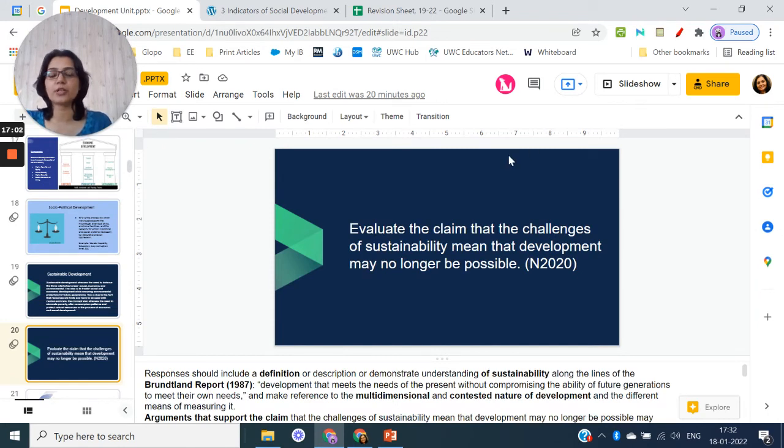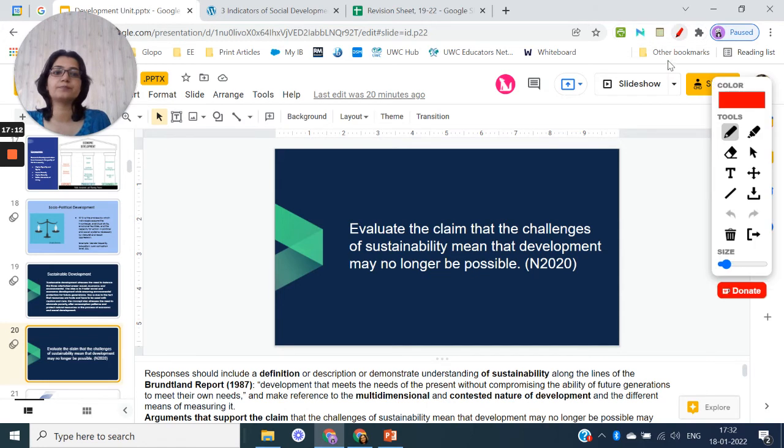The next form. Okay, this is the question which is asked by IB on sustainable development. Evaluate the claim that the challenges of sustainability mean that development may no longer be possible. So that means those factors which are challenging the sustainability. Okay, there are different factors which are challenging the sustainability. What could it be? Think and write it down in a notebook. I have already given some over here. You can see in the speaker notes.